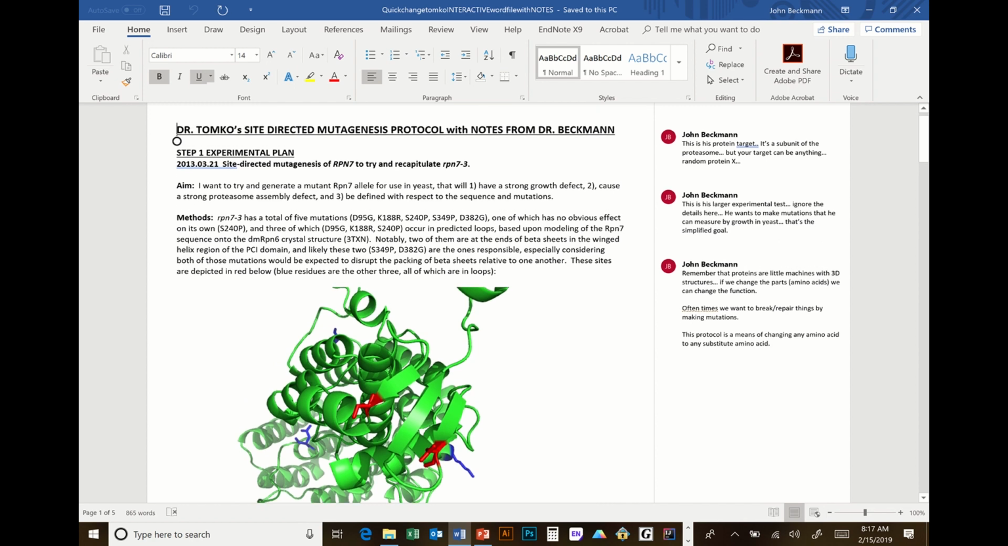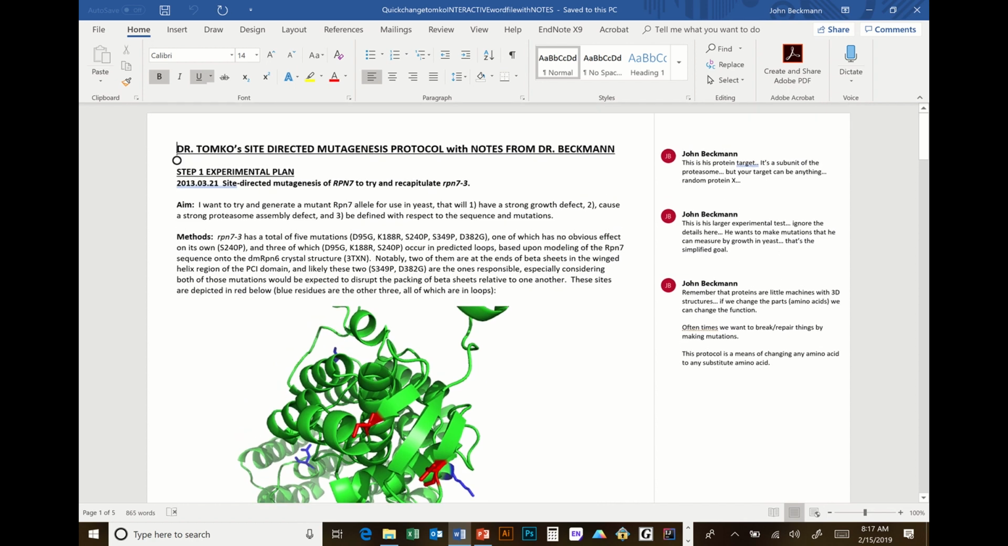Okay, so let's walk through this protocol. It's going to tell you how to do it, and I've made notes on it. So this is from Rob Tomko. He's now a professor at Florida State University. He's really good. He made this protocol, and this is how I learned to do QuikChange, and it's a very good protocol.